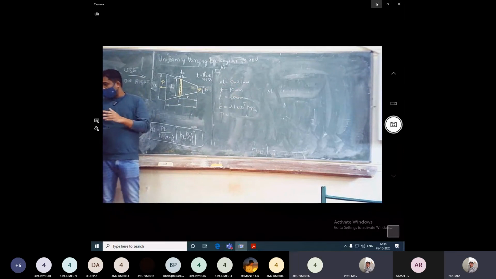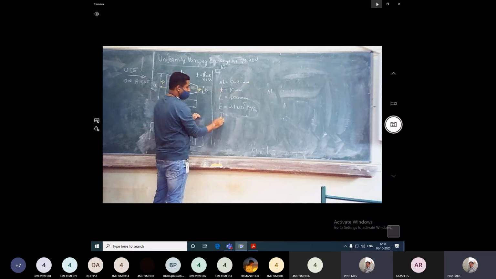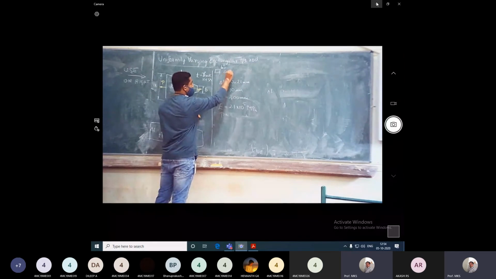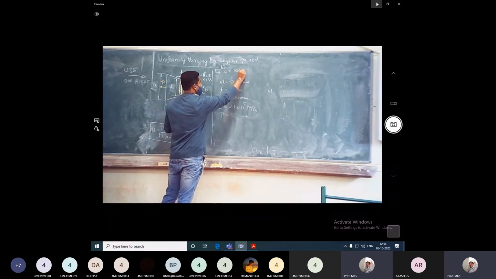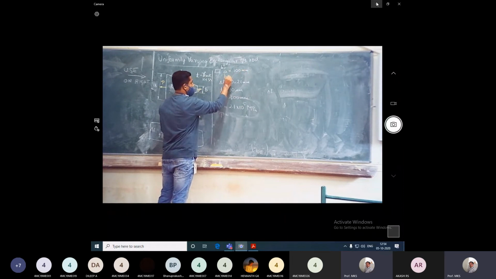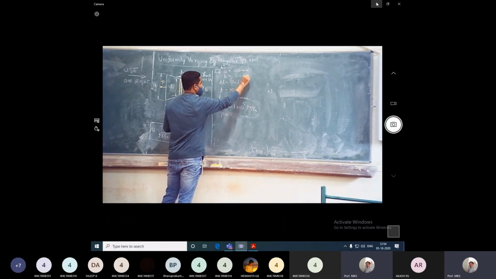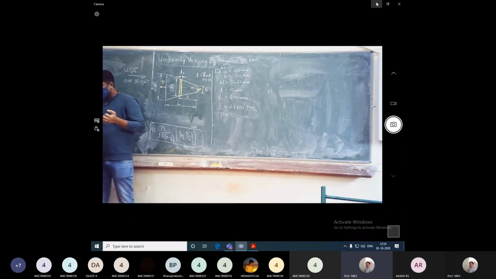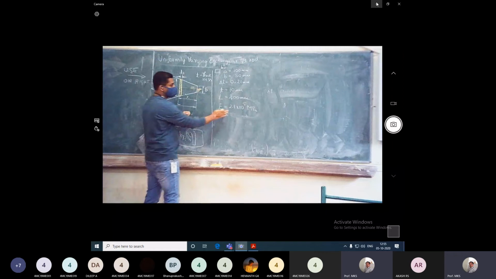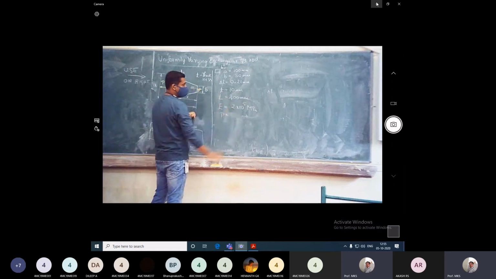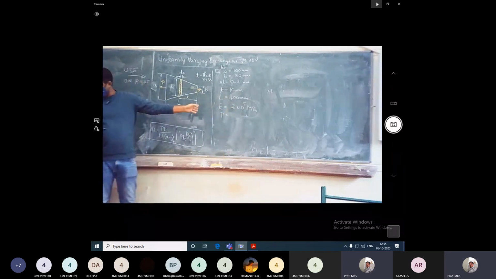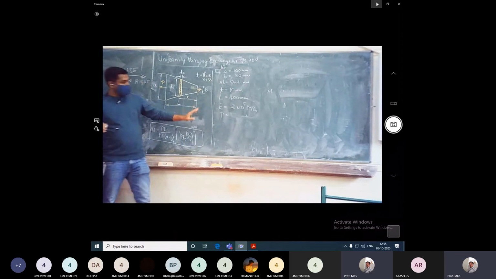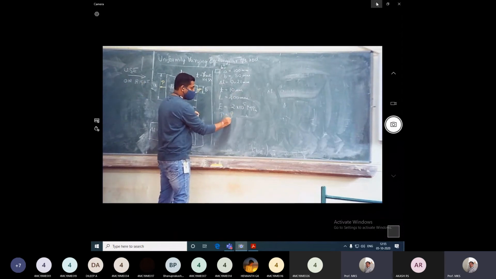The bar tapers uniformly in width from 100 mm to 50 mm. So the longer end width is A. A is 100 mm. The smaller end width is B. B is 50 mm. Right? E modulus is given as 2 into 10 to the power of 5 Newton per mm square, that is megapascal. Determine the axial load. You need to find P, capital P.